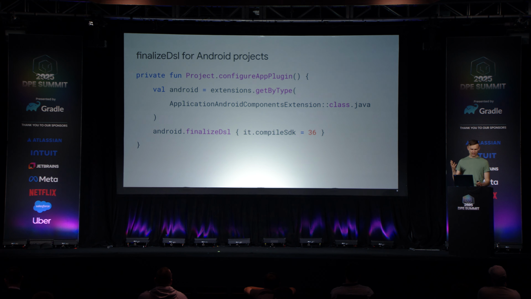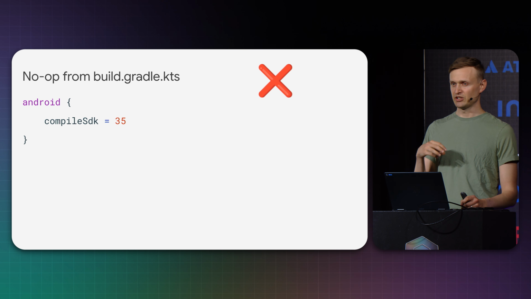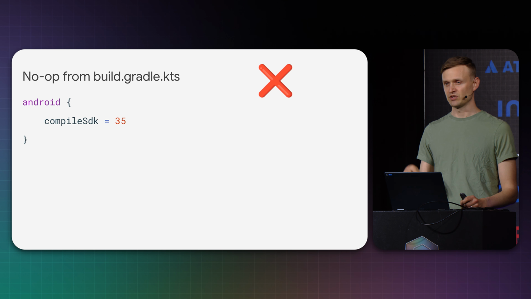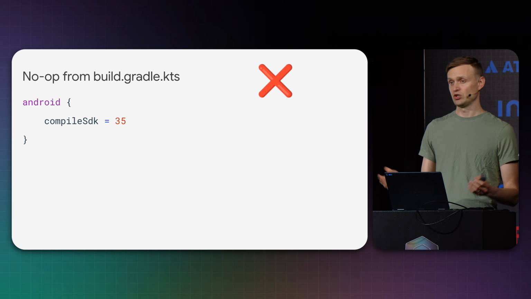And if you set this up, when the user goes and sets it in their build.gradle file, it will just do nothing because you have overridden it in your plugin and it will have no effect. If you do want to make it clear to the user that their value doesn't do anything, you can also throw an exception. You can simply read the value and return saying you cannot modify it.